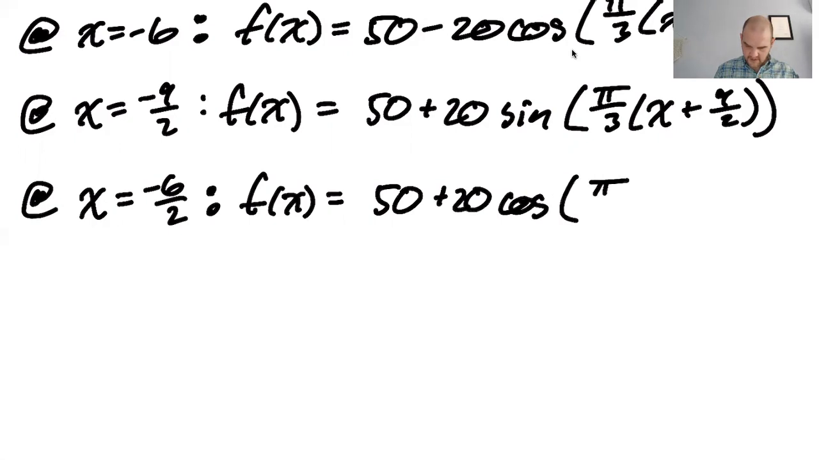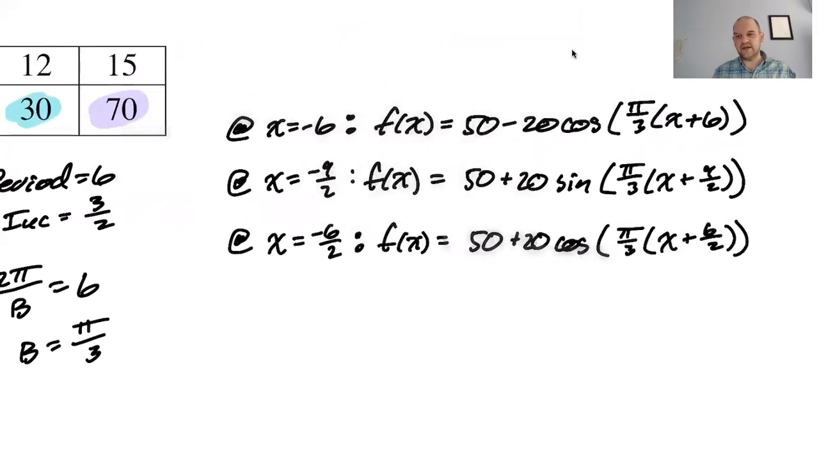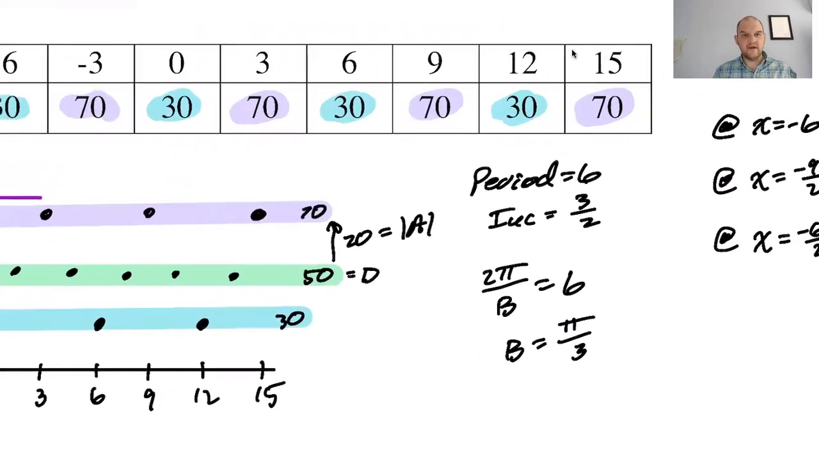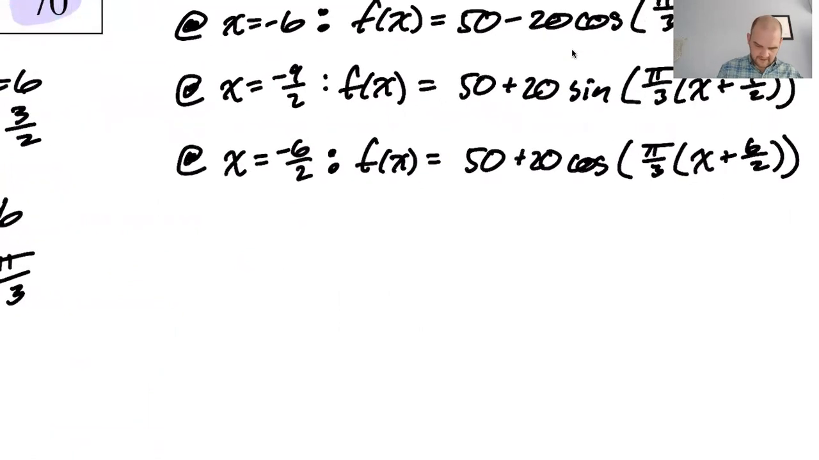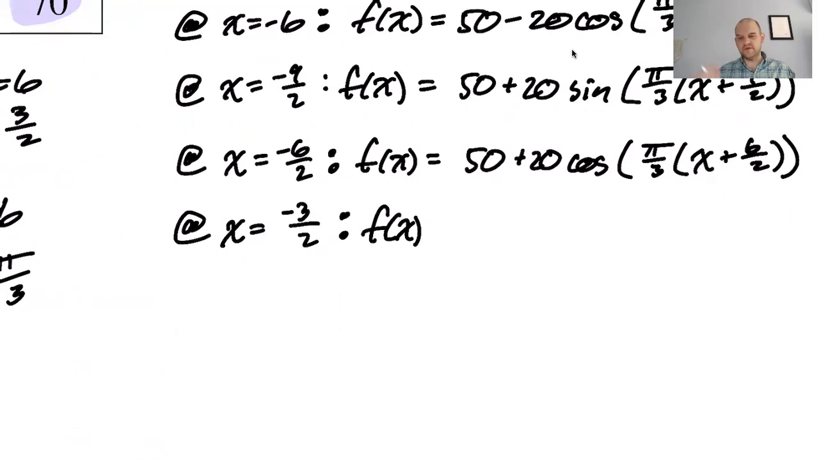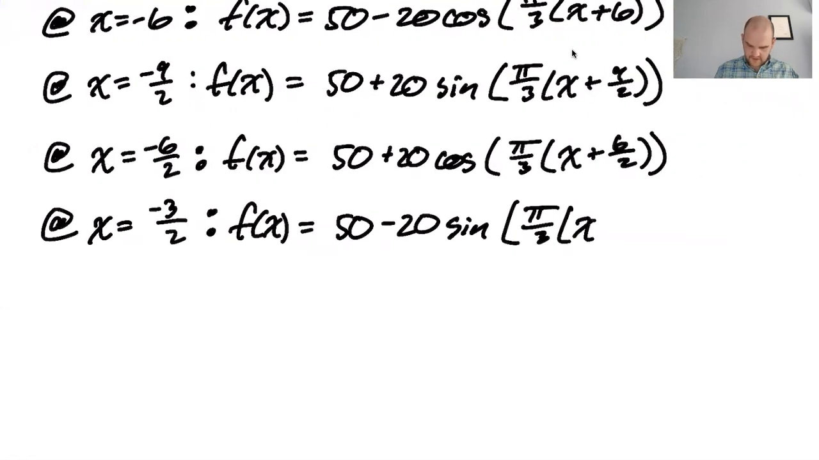Cosine of, and we can check that one in the table or on the graph and just see that we're getting what we think we're getting. It's just easier if you don't simplify your fractions, right? So at 3, we're starting at maximum, positive cosine. Got it. And then finally, add the increment again to get to negative 3/2. So if we start at a maximum intercept, now we're going to go intercept minimum, so negative sine. So 50 minus 20 sine of pi over 3 x plus 3/2.